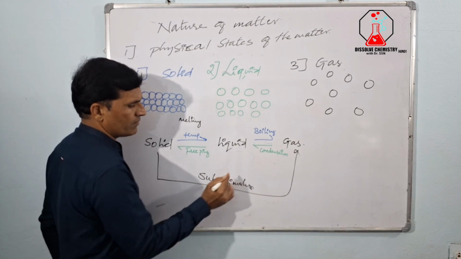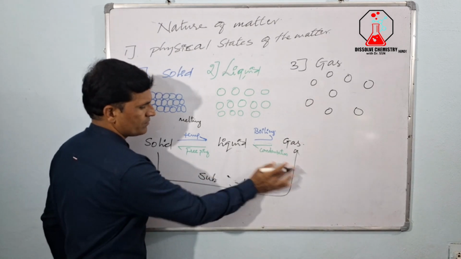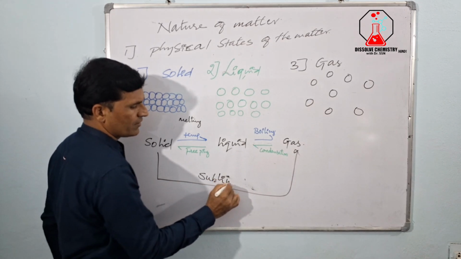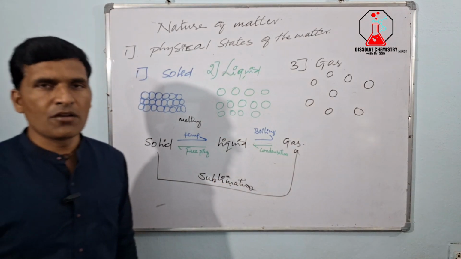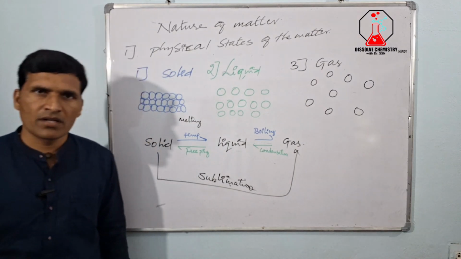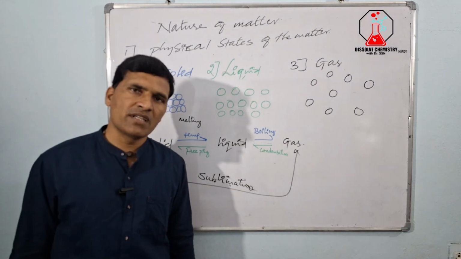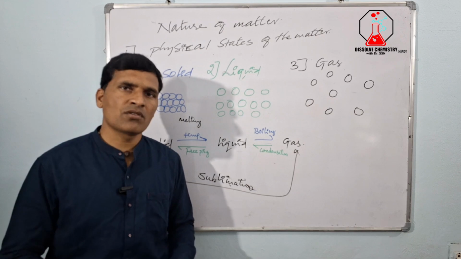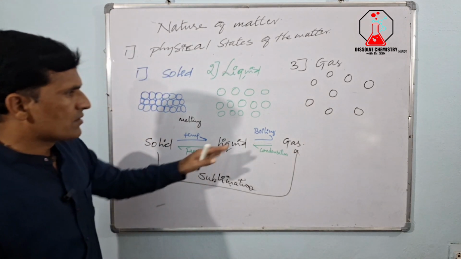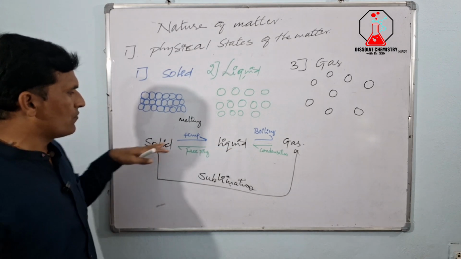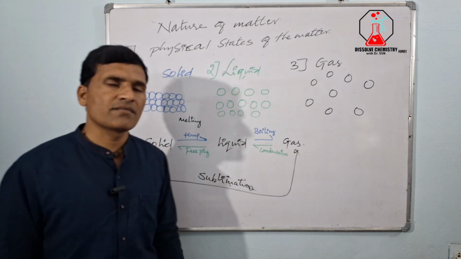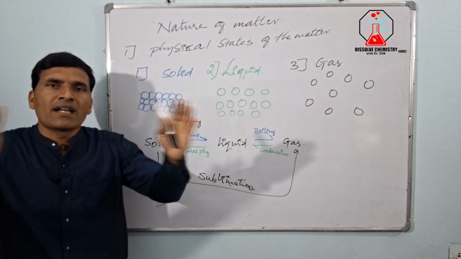Best example is camphor, which is going to sublime, and iodine is there. That is also a subliming solid. And you can take naphthalene, mothballs, what we call. That is also a subliming solid. So then gas to liquid, condensation we call, and liquid to solid we call freezing. So this is all general aspect.